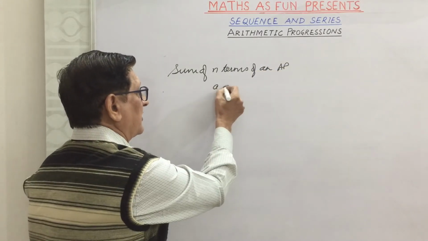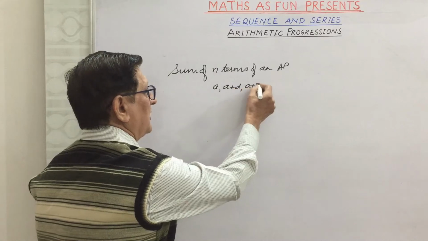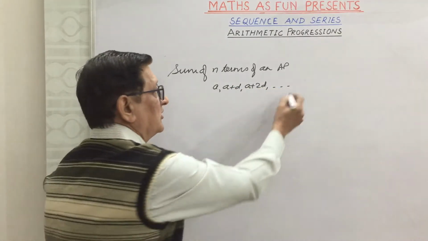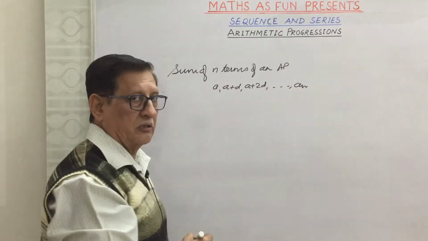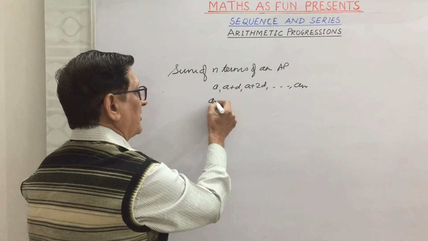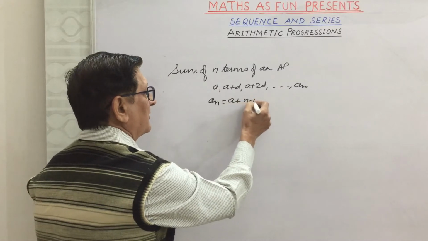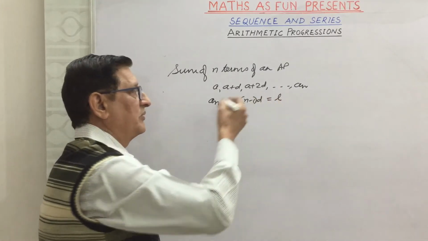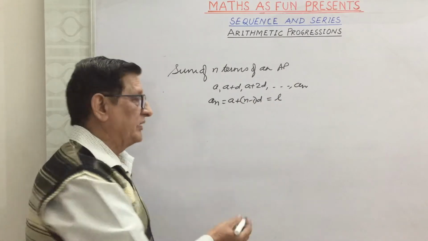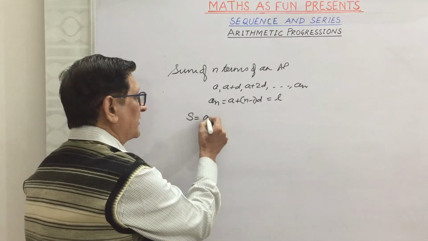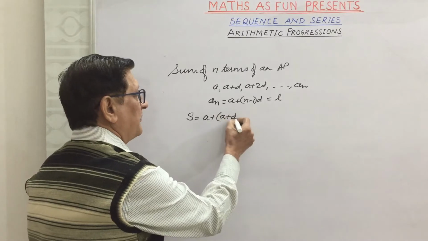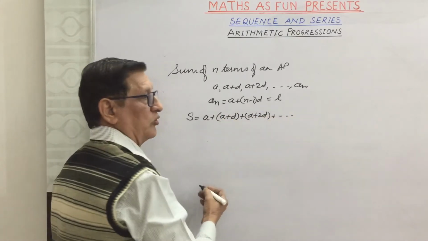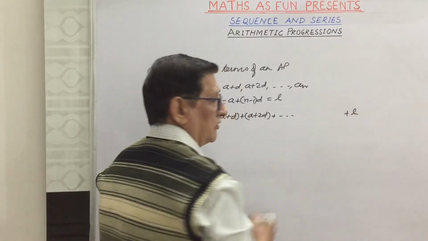Suppose the AP is A, A plus D, A plus 2D and so on, and there are n terms in it, so the nth term can be written as an. And we know the formula for an, that is A plus (n minus 1) into D. Suppose this nth term we represent by L. If the sum of n terms is S, can we write this as A plus A plus D plus A plus 2D plus so on, and the last term here is L.